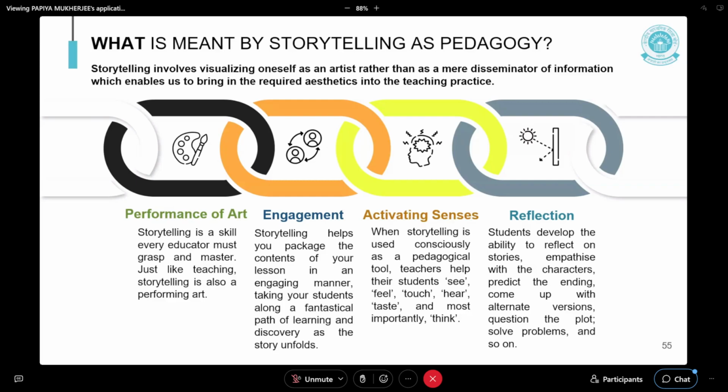If you use storytelling as a pedagogy, you are actually activating all the senses. Teachers help their students to see, to feel, to touch, to hear, to taste, and most importantly, to think. A lot of reflection happens. It is one of the most important tools to encourage reflection. The students empathize with the character. They predict the ending. They come up with alternative versions. They question the plot. They solve problems and so on and so forth.